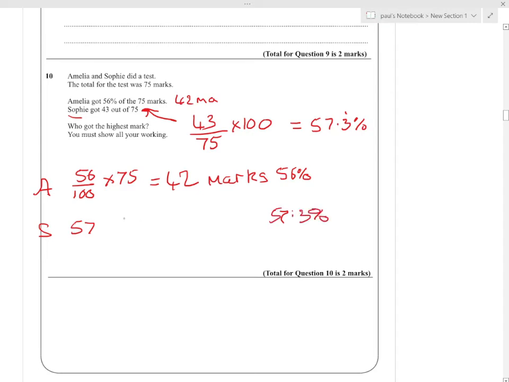57.3%. And how many marks did she get? She got 43. So Sophie wins on both counts. So Sophie is the winner. Good old Sophie.